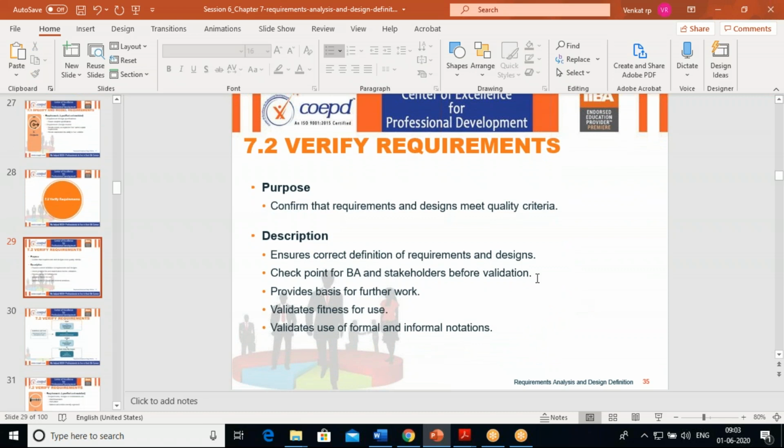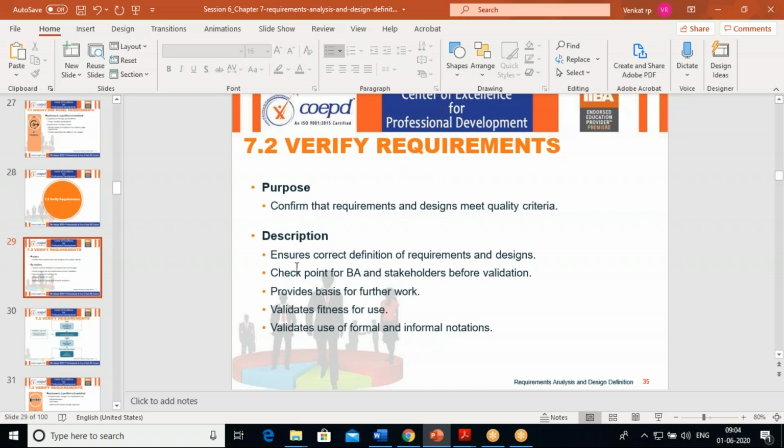In verifying the requirements, we have to confirm the requirements and design meet the quality criteria. For that, we have to ensure the correct definition of the requirements and designs, and we should be very clear about it. We have a checkpoint for the BA and stakeholders before the validation. Before we go for the validation process, we do this verification part.